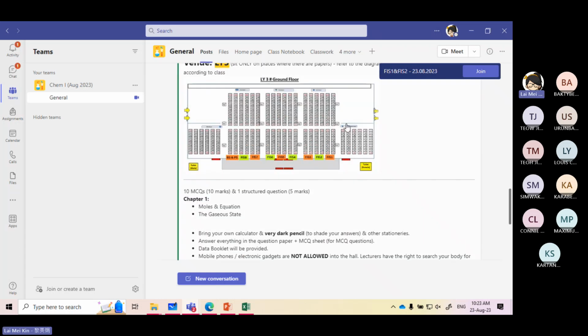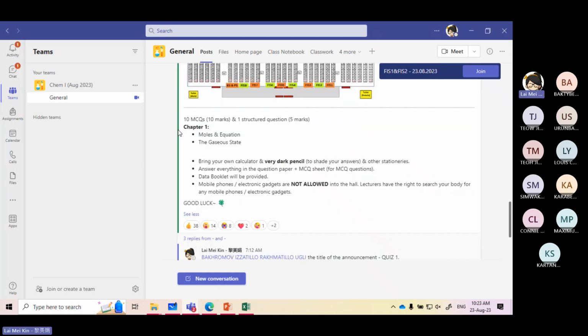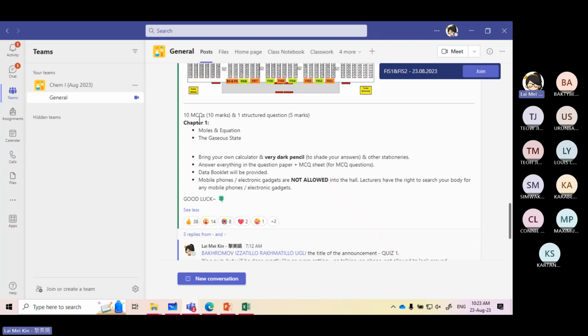I'll look at the seating arrangement later. 10 MCQ questions, MCQ means multiple choice, and 1 structured, 5 marks. So chapter 1, as I keep on saying, chapter 1, moles and equations, until yesterday, gaseous state, the gas laws.